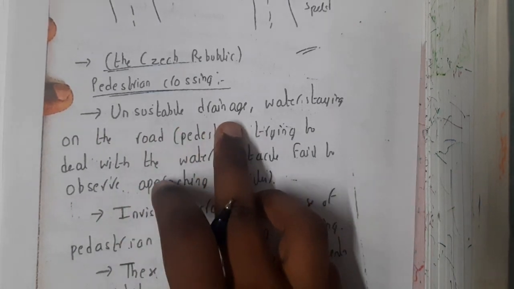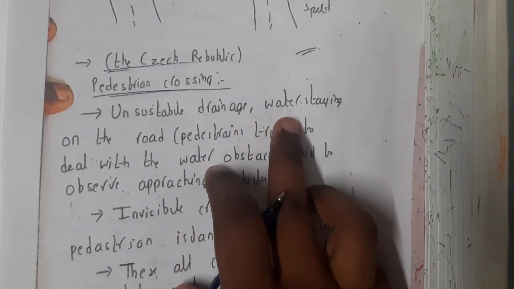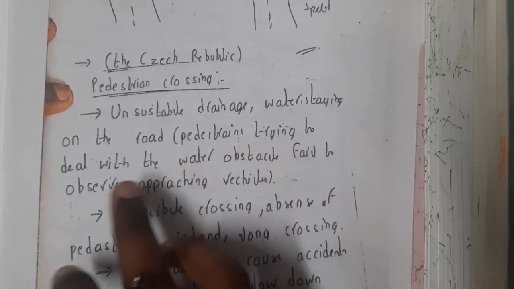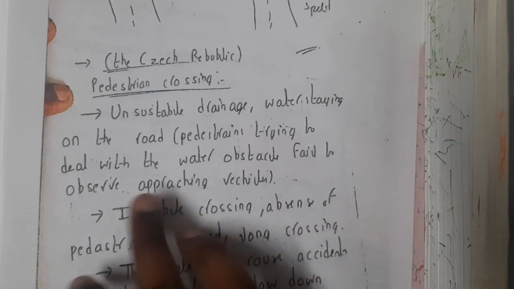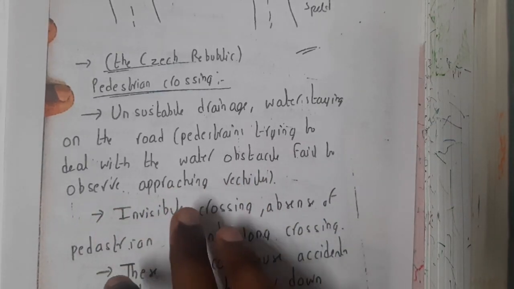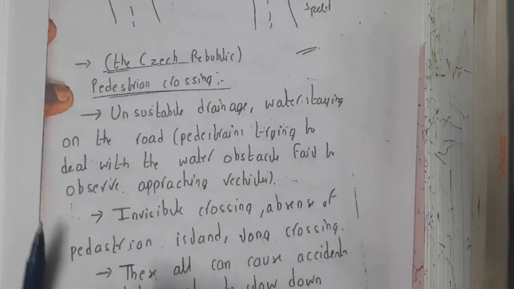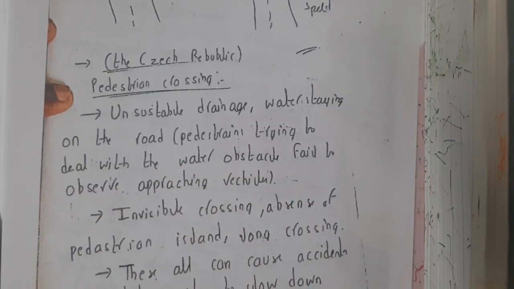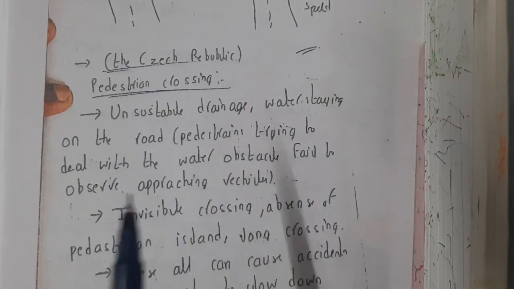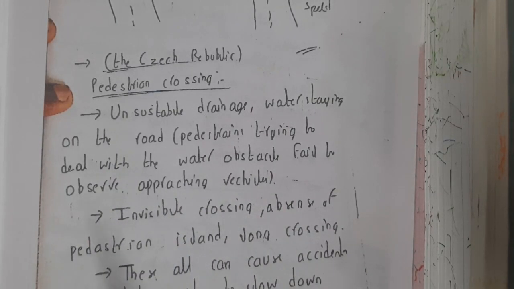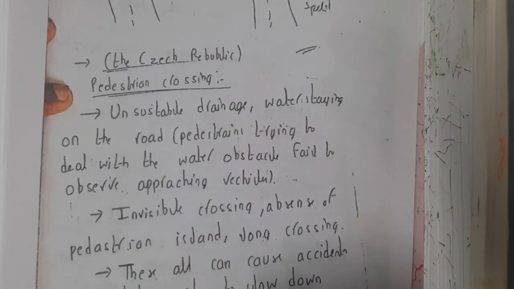Unsuitable drainage, water staying on the road: pedestrians trying to deal with the water obstacles fail to observe approaching vehicles. Whenever a pedestrian is crossing the road or doing any kind of activity, if there is something in his path like drainage water or rainwater, he will be thinking twice whether to go forward or backward, right? In this situation there might be an issue.